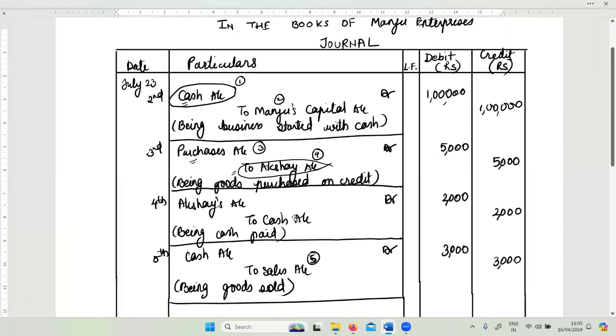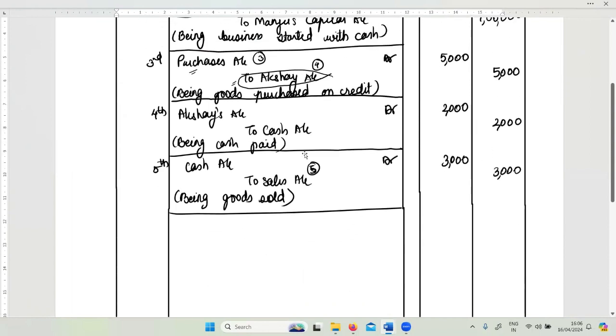Now, what is the credit part? The credit part is related to Akshay's account. Akshay's account should be credited. So on Akshay's account, credit side, 5,000, I'm going to write the remaining transaction. What is the remaining transaction now? For Akshay's account, the remaining transaction will be the purchase account. So go to Akshay's account. Since Akshay's account is credited, go to the credit side of Akshay's account.